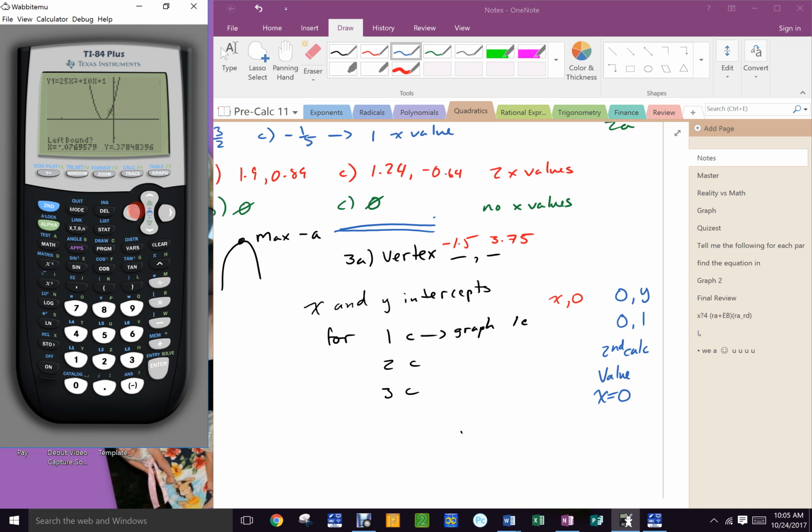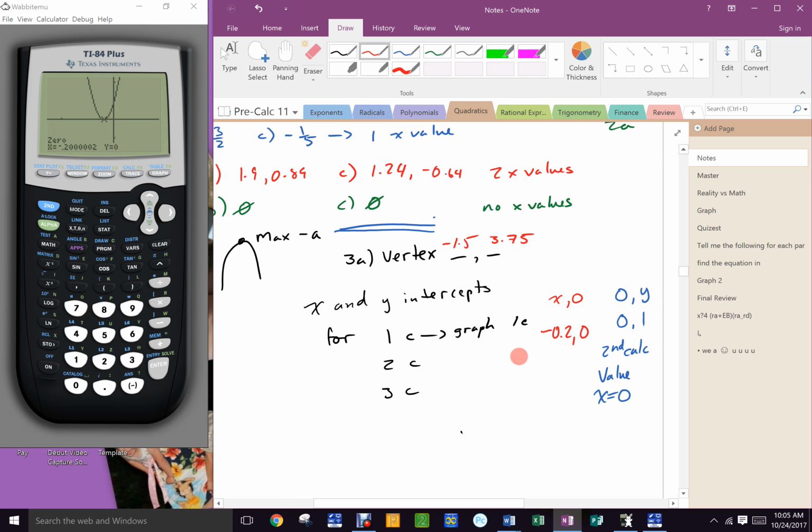Left boundary. Am I on the left of where it crosses? Enter. Right boundary. Am I on the right of where it crosses? Enter. Do you want me to guess? Of course we do. That's why we're asking you. And what's the x value? Look closer. So the x-intercept is negative 0.2 and the y value is 0.